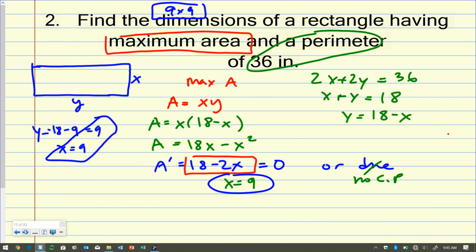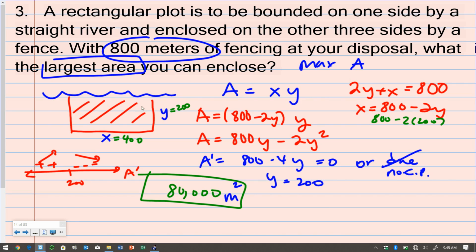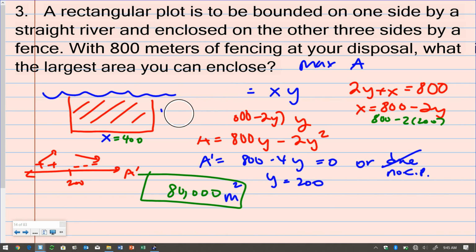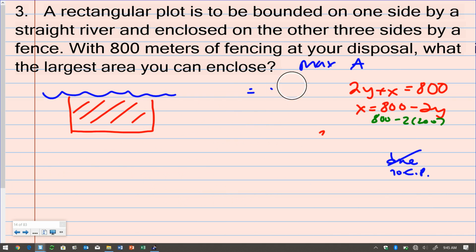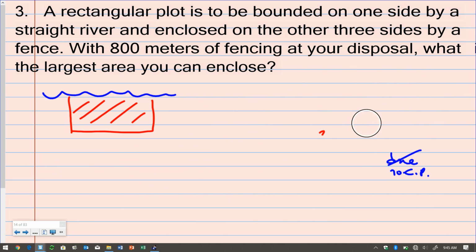Okay, it's going to get more fun. Here we go. You have this problem right here. What you have is this river. You're going to build a fence along the river. But you're not going to put the fence where the river is. You're going to just build an enclosure, but you're not going to put a fence right here. Does that make sense? One side of the enclosure is the river.